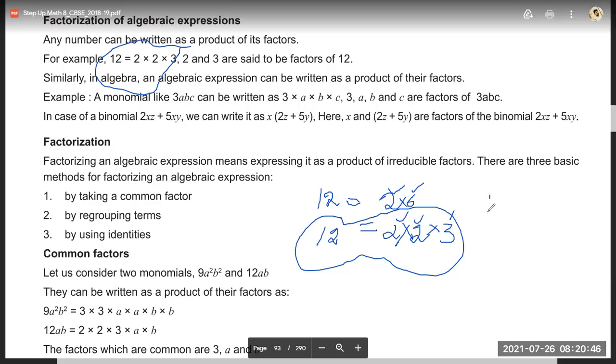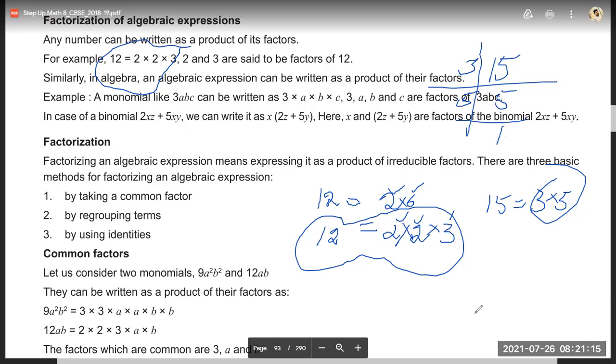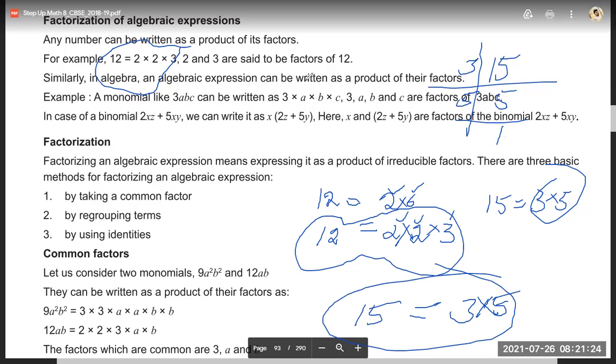And you take any such number. If you take 15, you can write it as 3 into 5. 3 and 5 are prime factors, prime numbers. So this is prime factorization. Any number can be written as a product of its prime factors. That is nothing but the factorization. In fact, we can call it prime factorization. Generally, when we are asked to find prime factorization, we do it like this. We divide it by 3. 3 fives are 15. Then 5 ones are 5. So 15 is equal to 3 into 5. So this is prime factorization. This is very easy to do for numbers.